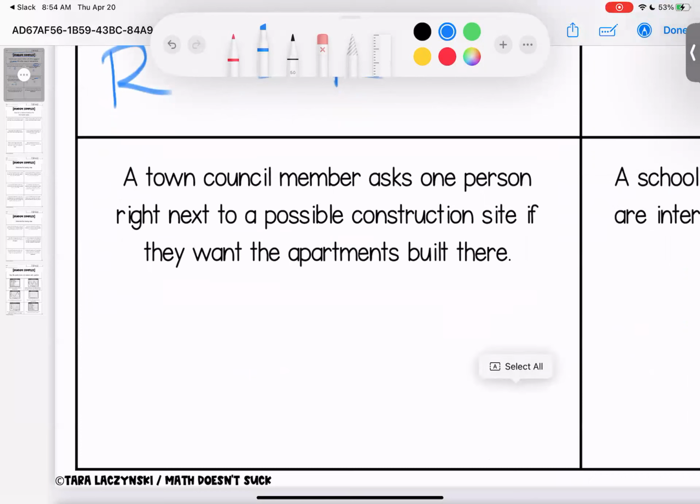A town council member asked one person right next to a possible construction site if they want the apartments built there. This is not random. They're seeking out people that are in close proximity to where this is going to happen. And this is also biased. And this can be biased for one of 2 reasons. The person that is close to that possible construction site, number 1, they probably live in that area. And number 2, maybe they already know about it. So if we want someone who is non-biased, or more representative, I should say, then we need to take out of the location. We need to not be in that general location. We need to take a step back and look at a more random choice of a person for that.